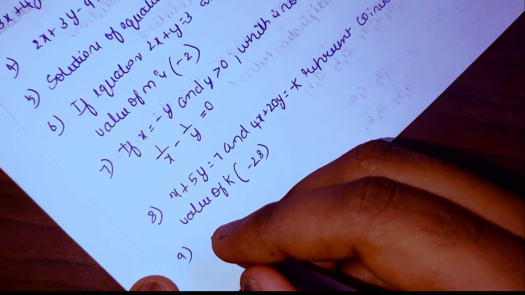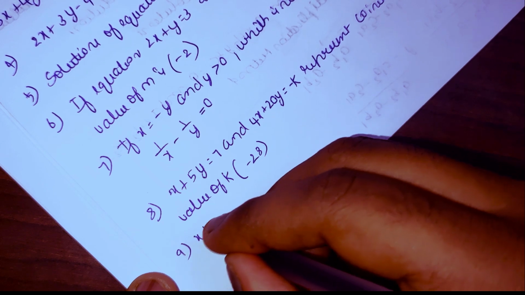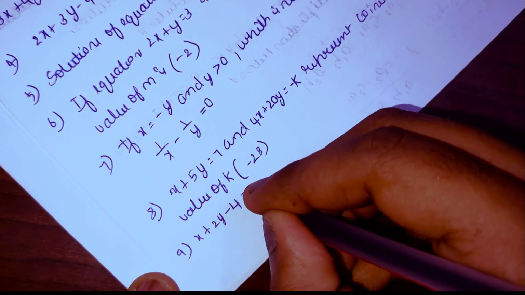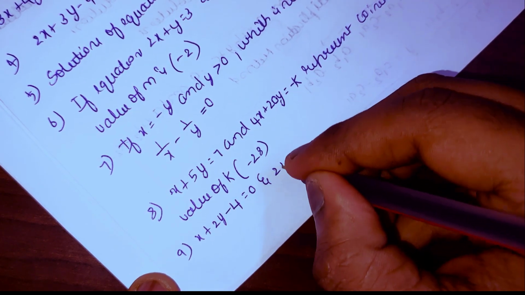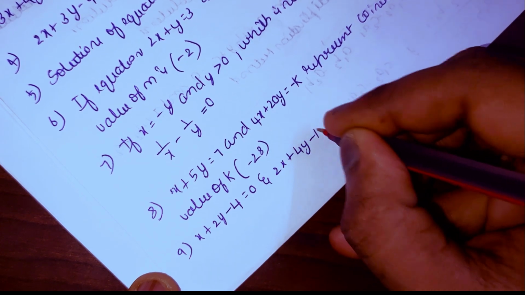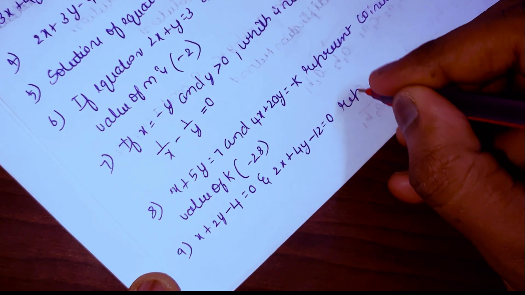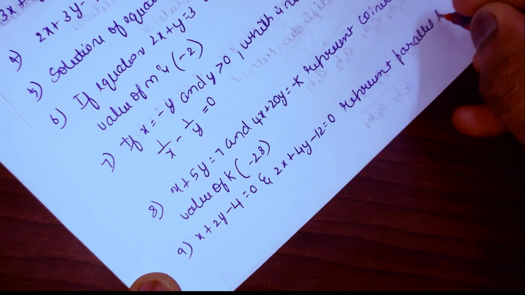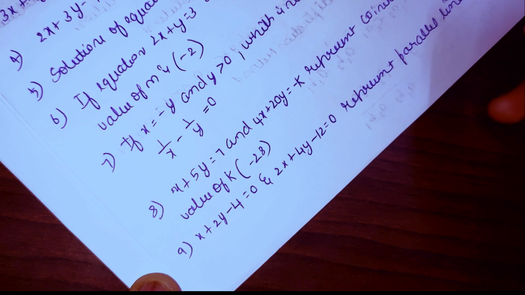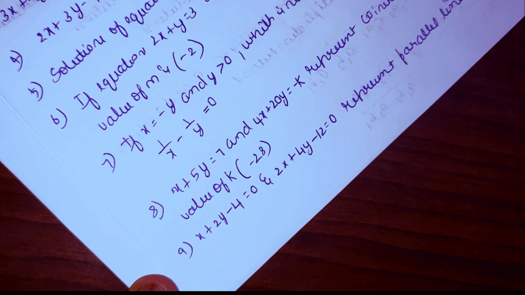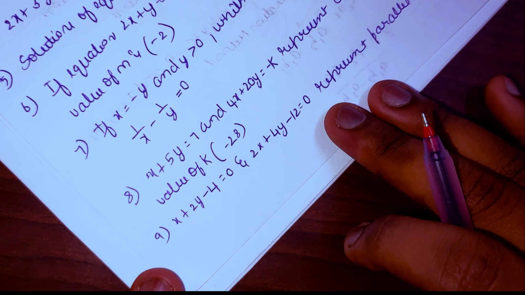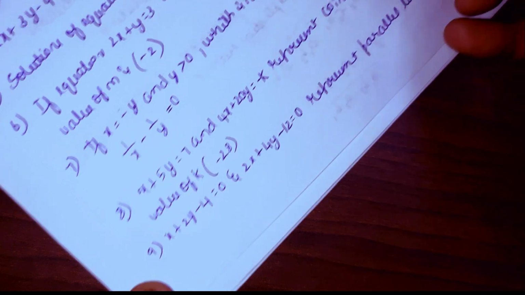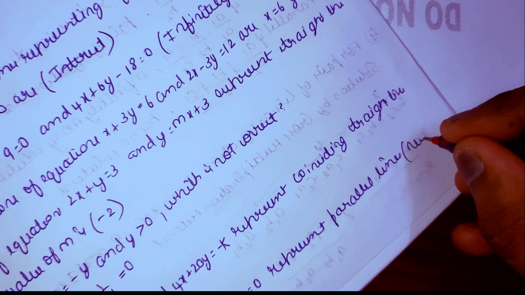9th question. Equations x plus 2y minus 4 is equal to 0 and 2x plus 4y minus 12 is equal to 0 represent parallel lines. So you have to tell how many solutions the equations have. So the answer is the equations have no solution.